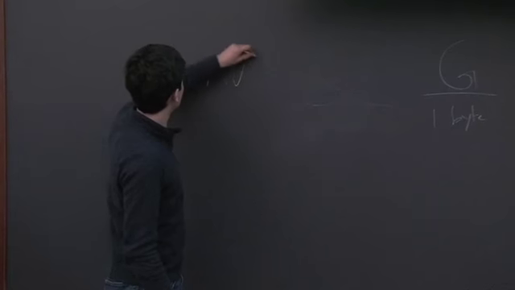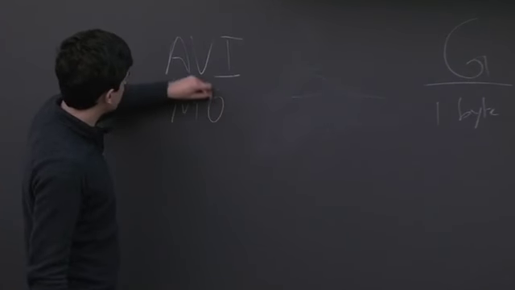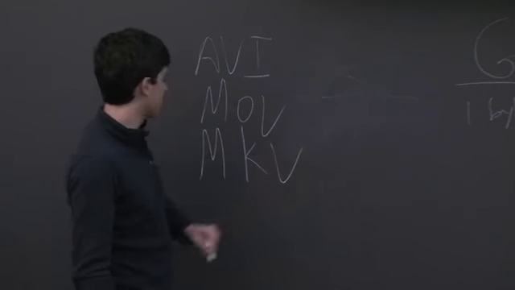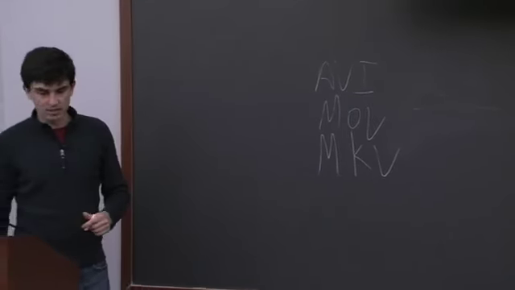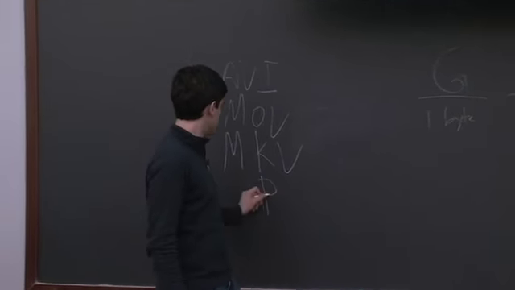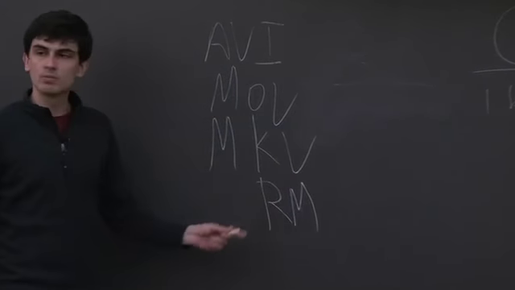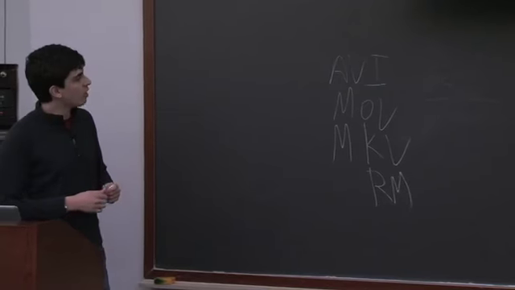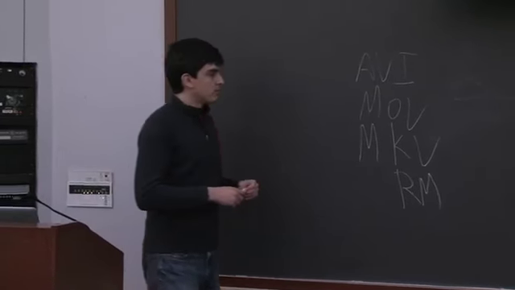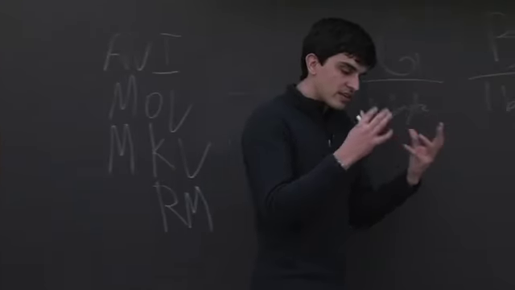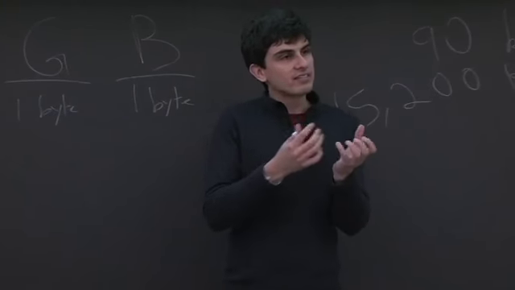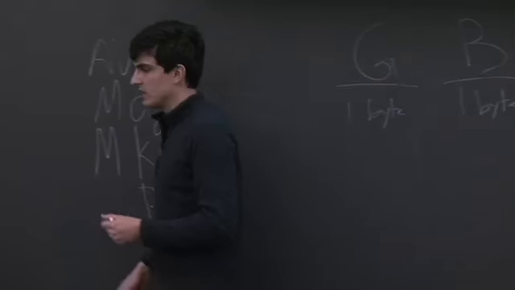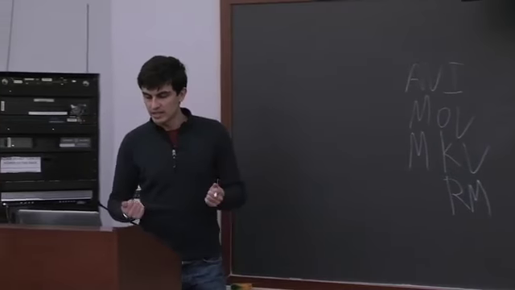So AVI is one of them, for example. MOV is a QuickTime file type. MKV is kind of popular these days. Let's see, RM, which luckily we're not using very much anymore, for Real Media, Real Player, that sort of stuff. And all of these contain within them probably something like a video file and kind of like an audio file as well. And so each of these wrappers then might have some different type of file contained within it.